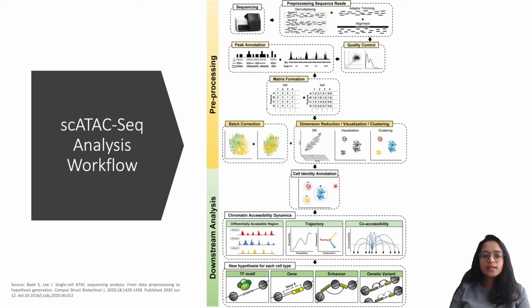So, this is the single cell ATAC-Seq workflow, which can broadly be divided into pre-processing and downstream analysis, much like how we have for single cell RNA-seq. So we start with the reads from the sequencer, and if the samples are multiplexed, then the first step we do is to demultiplex the reads. And if you're not sure about demultiplexing, in one of my previous videos, I've explained that. So I will be adding the link to that video in the description section below.